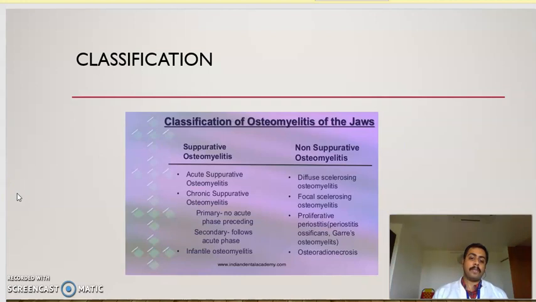Now we look into the classification of osteomyelitis. It is classified as suppurative osteomyelitis and non-suppurative osteomyelitis. Suppurative osteomyelitis is nothing but the presence of pus infection, and non-suppurative osteomyelitis refers to osteomyelitis which is devoid of pus formation. Suppurative osteomyelitis is classified into acute suppurative osteomyelitis, chronic suppurative osteomyelitis, and infantile osteomyelitis. The chronic suppurative osteomyelitis is classified as primary, with no acute phase preceding, and secondary, which follows the acute phase. Non-suppurative osteomyelitis is further classified as diffuse sclerosing osteomyelitis, focal sclerosing osteomyelitis, proliferative periostitis, otherwise known as Garre's osteomyelitis, and osteoradionecrosis.